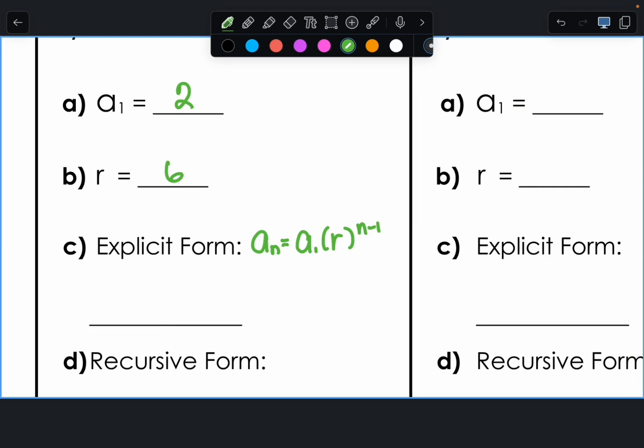All right. So the only spots that you plug numbers into is where you see the A1 and our common ratio. So our formula will be A sub n.